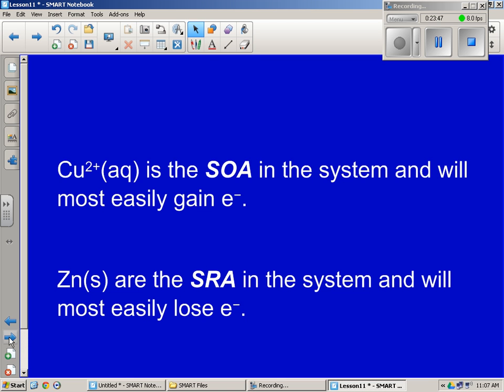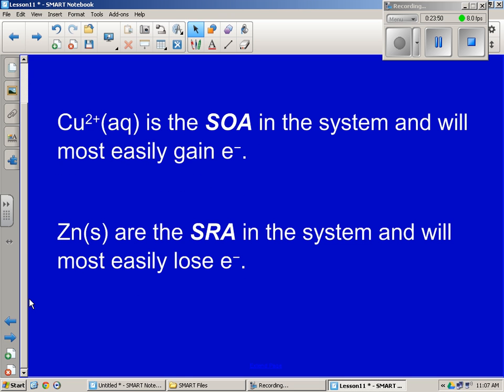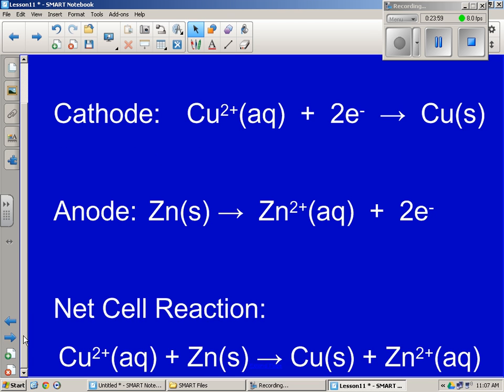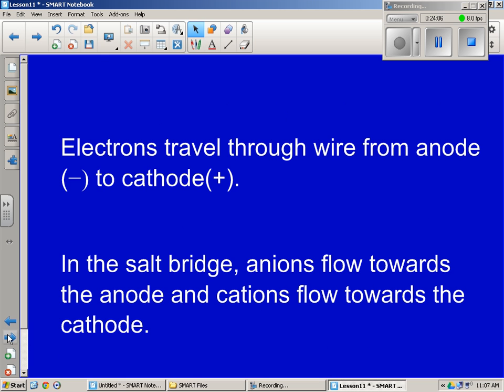Things that you would see there, well, before that, of course, we talked about this. Copper 2 plus is the SOA. It's the one that's being reduced. Zinc is the SRA. It's the one that's losing electrons, okay? The cathode half reaction, the anode half reaction, the net cell reaction, all that stuff that we just did, which you guys know how to do, right? Electrons travel through the wire from the anode to the cathode. Of course, I show you that with the arrows. In the salt bridge, anions flow towards the anode, cations flow towards the cathode.